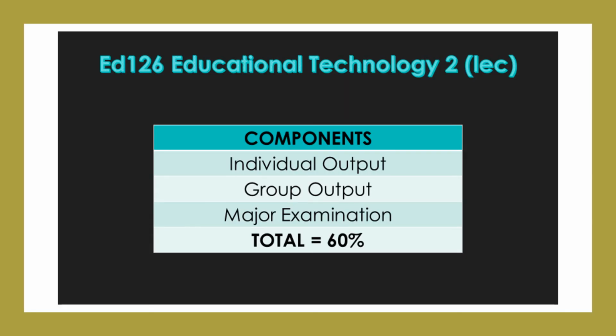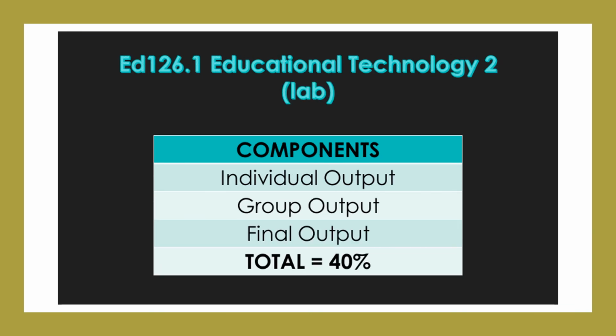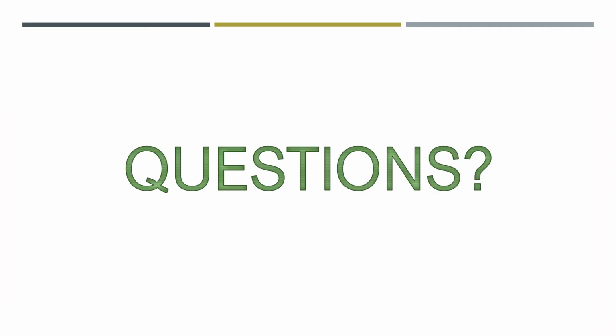Okay, so for the components, I actually divided it into two. So the first component is for the lecture, which is 60% of your grade, and then laboratory, which is 40. Okay, so for lecture, we have individual output, group output, and of course, major examinations. Okay, so that is 60% of your grade, and 40% for your laboratory. Again, it's still the same: individual output, group output, and final output. Okay, so the final output would be 1 to 2. Sorry, that's 2 to 3 final outputs na siya for this subject. Okay, questions?